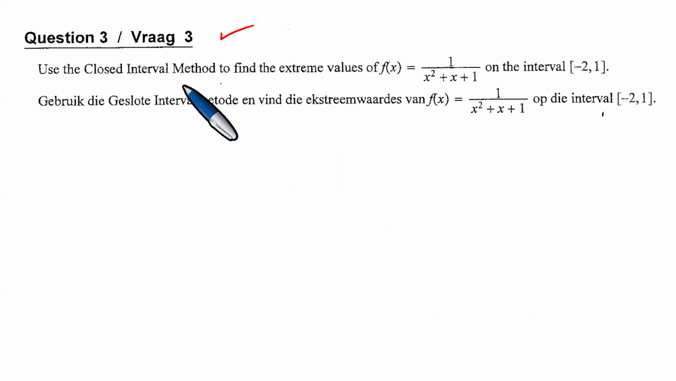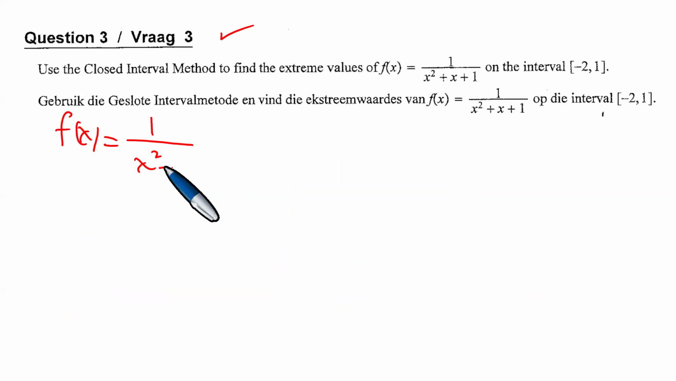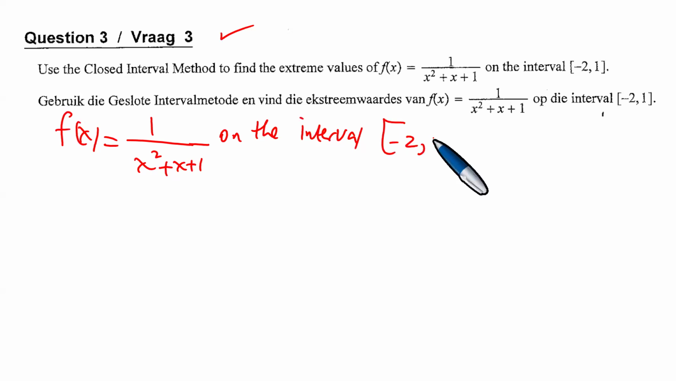Question 3: use the closed interval method to find the extreme values of f of x equals x divided by x squared plus x plus 1, on the interval minus 2, 1.